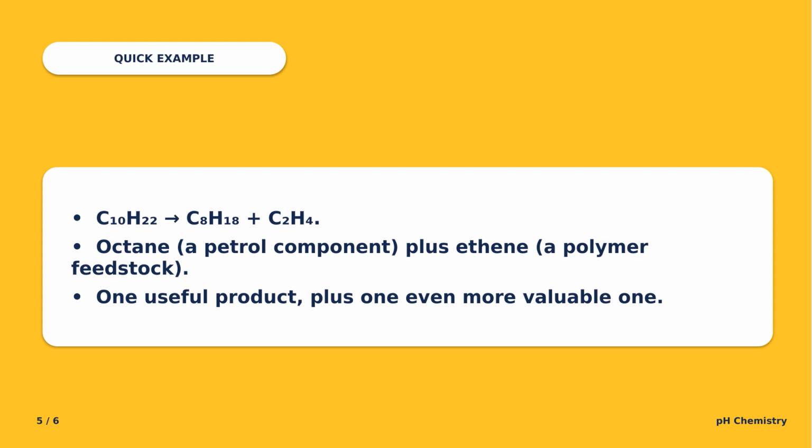Quick example: C10H22 goes to C8H18 plus C2H4, i.e. octane, a petrol component, plus ethene, a polymer feedstock. One useful product plus one even more valuable one. That's why oil refineries crack heavy fractions extensively.